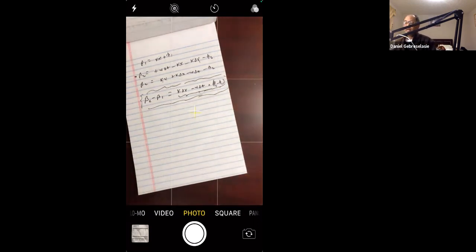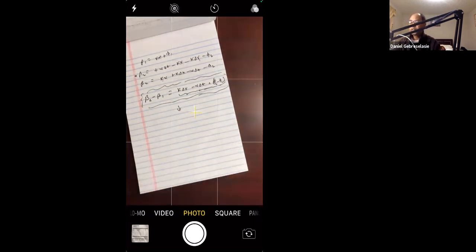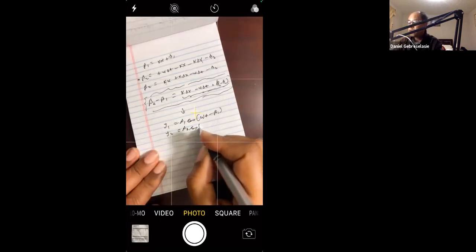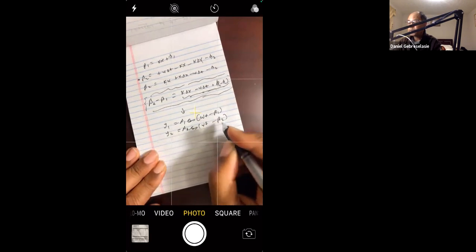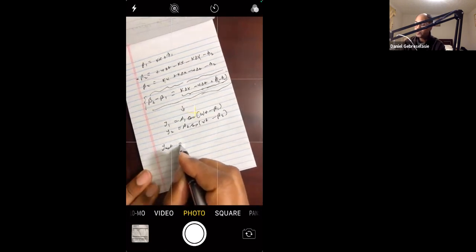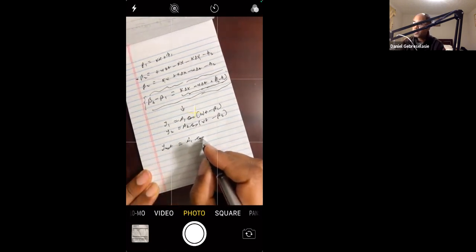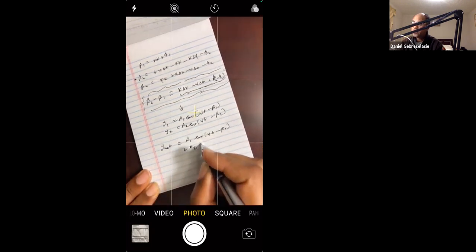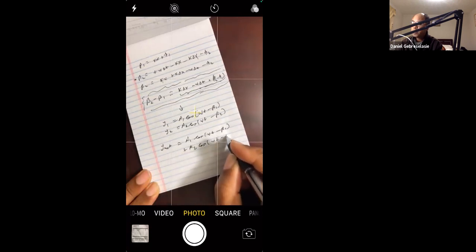Now we're going to look at how the two waves are added. We have the following two waves: y1 is a1 cosine of omega t minus beta 1, and y2 is a2 cosine of omega t minus beta 2. We want to add these two waves. So y net, the net wave, is the sum of these two: A1 cosine of omega t minus beta 1 plus A2 cosine of omega t minus beta 2.